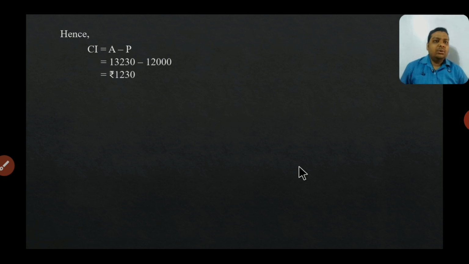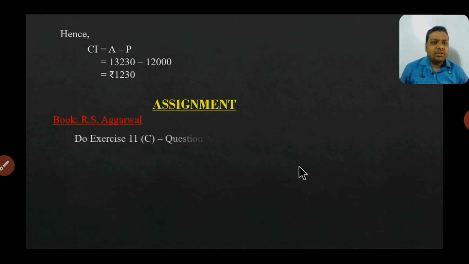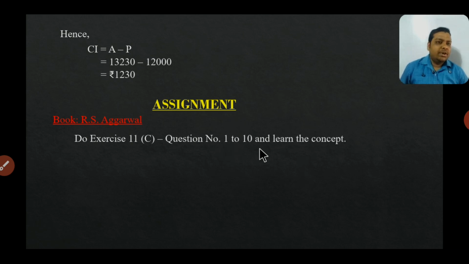Now students, you have to do some assignment work at your home, dear. In the Aadharsh Sawal book, you have to solve exercise 11C, questions number 1 to 10, all, and you have to revise the concept. Okay, dear. So thank you.